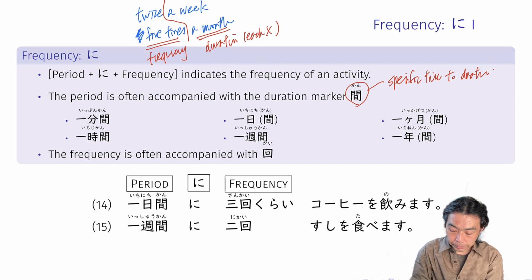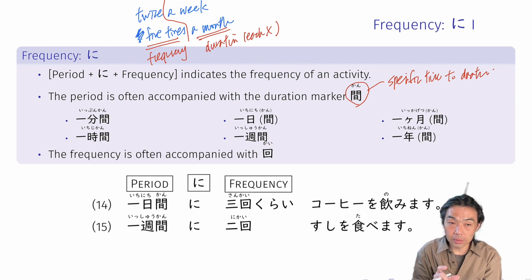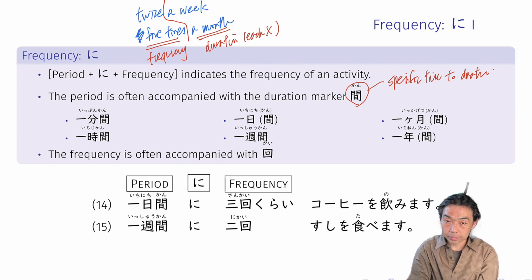The same way, 1分間 means 1 minute. So it talks about how long it is. But if you say 1分, it means 1 o'clock 1 or 2 o'clock 2. So without the kan, it's a specific time, but 1分間 means 1 minute. 1時間 is 1 hour. 1日間 is 1 day. 1週間 is 1 week. 1ヶ月間 is 1 month. 1年間 is 1 year. Right?